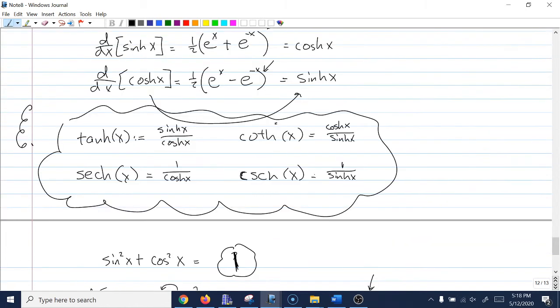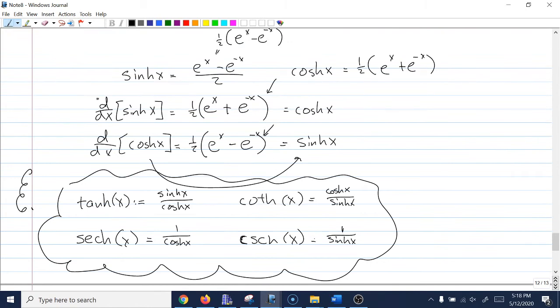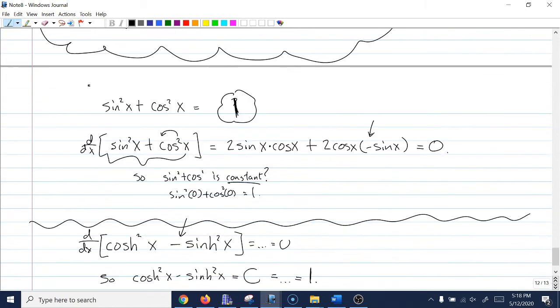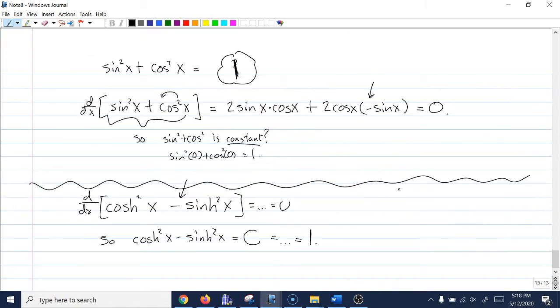And anyway, the things you need to know are the derivatives of sinh and cosh are each other. You should know the formulas for sinh and cosh. The derivative of sinh and cosh are each other.